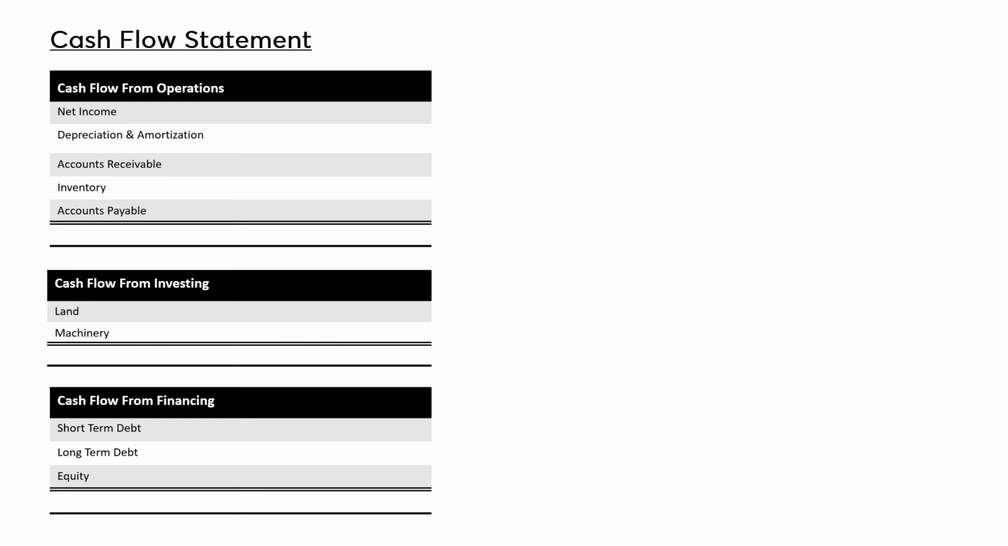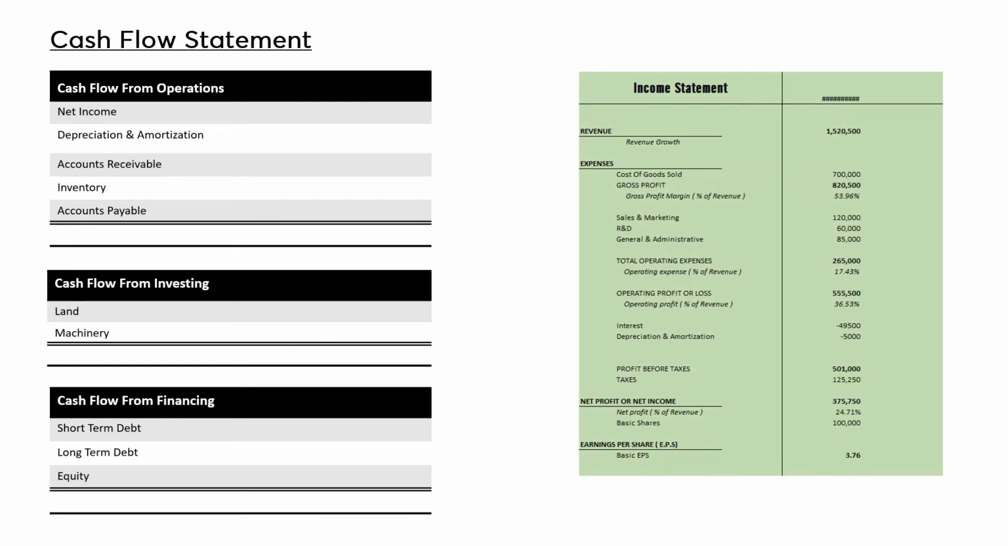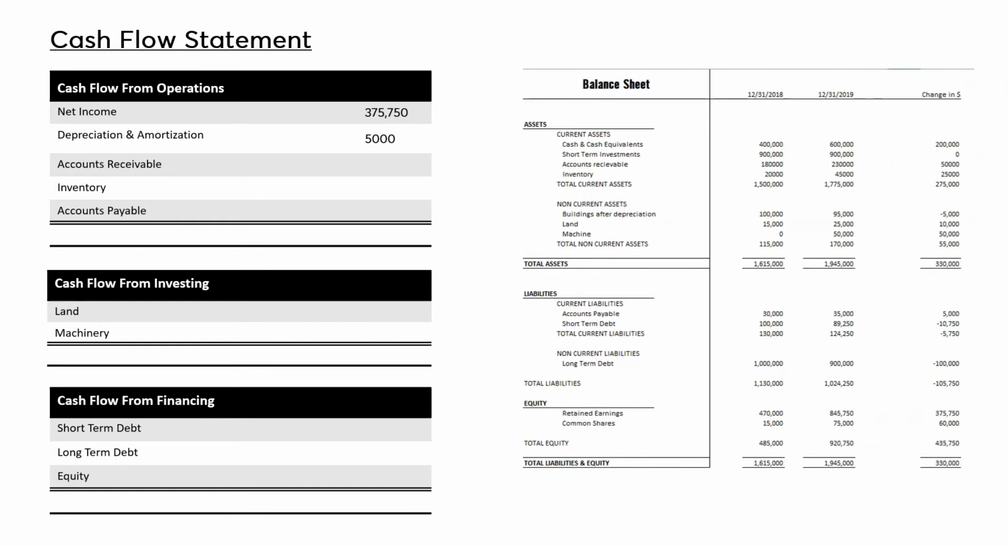Cash flow from operations is calculated from the income statement and the balance sheet and is done in three steps. First step is to add the net income, which is derived from the income statement. Then we add non-cash items from the income statement. Depreciation and amortization is a non-cash item we are looking for. Next, we add non-cash items from the balance sheet, which includes inventory, accounts receivable, and accounts payable. Summing up all these values gives the cash flow from operations, which is $310,750.